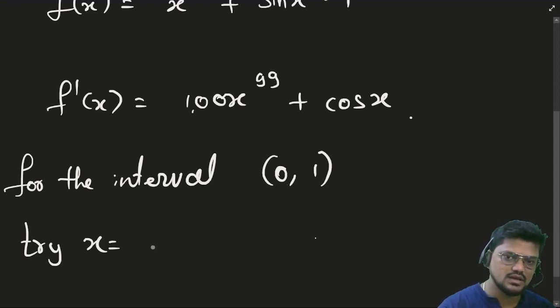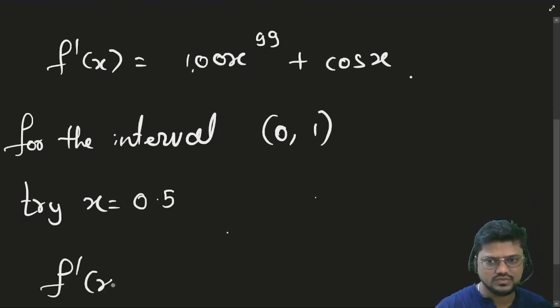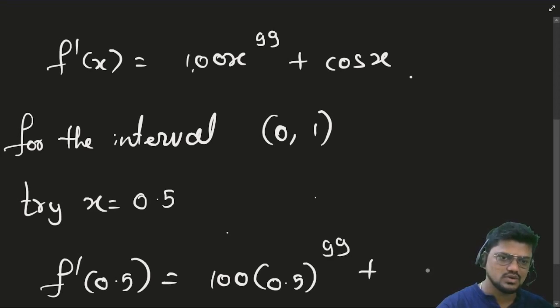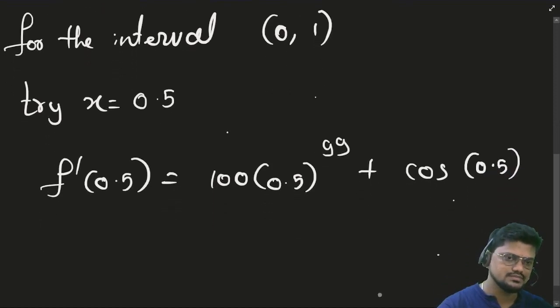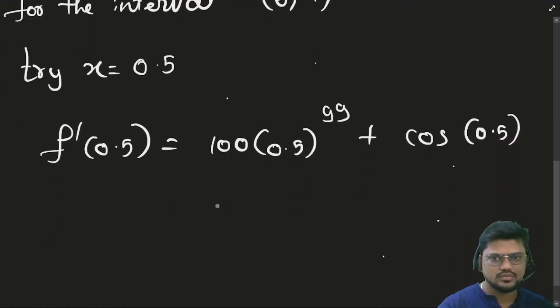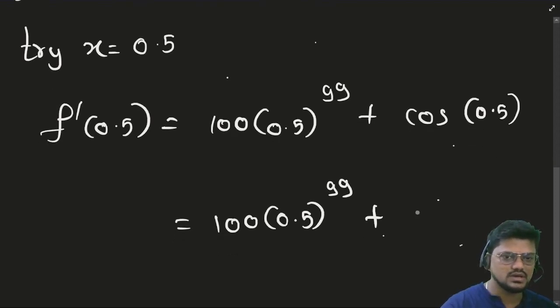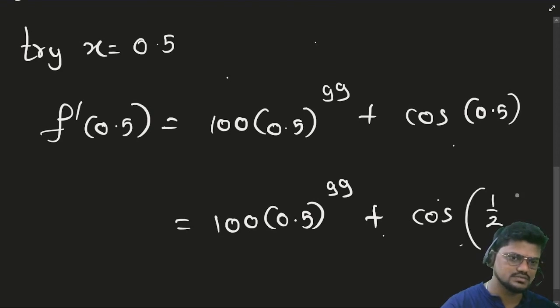So let's say try x equals 0.5. Then f dash of 0.5 will be equal to 100 times 0.5 to the power 99 plus cos of 0.5. Now, what is cos of 0.5? We don't know the decimal value, but this value will never be negative. Also, cos 0.5 means it is cos of half radians.